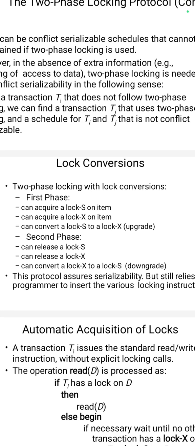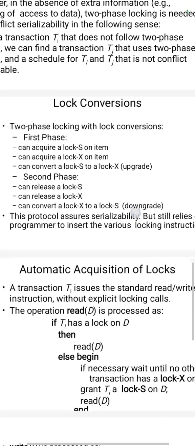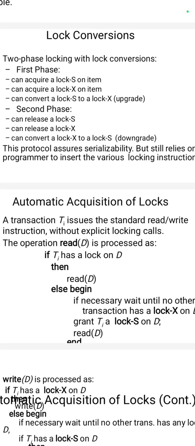Automatic acquisition of locks. A transaction Ti issues the standard read and write instructions without explicit locking. The operation read(D) is processed as: if Ti has a lock on D, then read(D); else begin, if necessary, wait until no other transaction has a lock-X on D. The write operation is handled similarly. This is the automatic acquisition of locks.